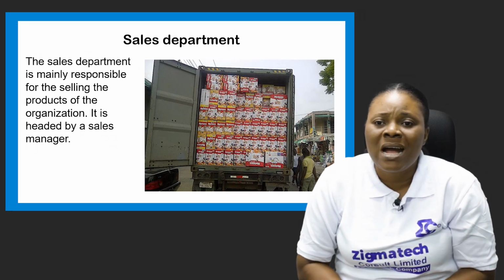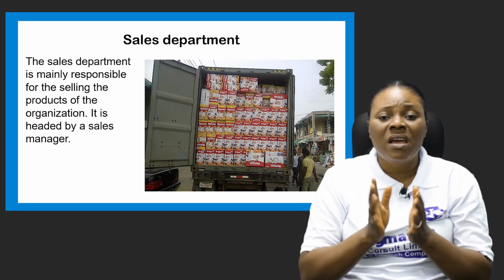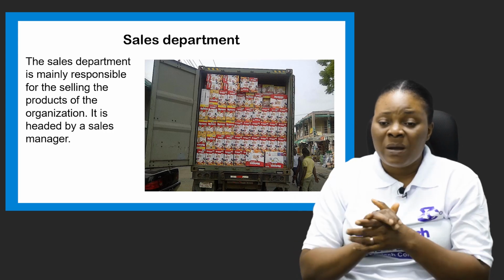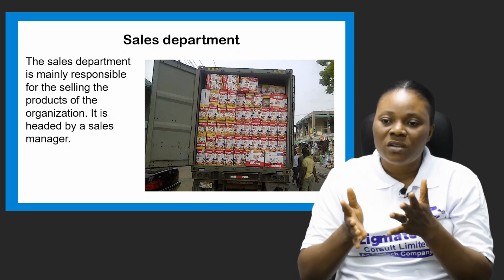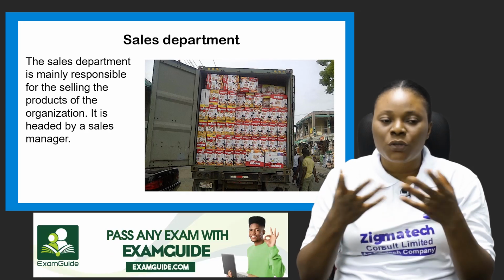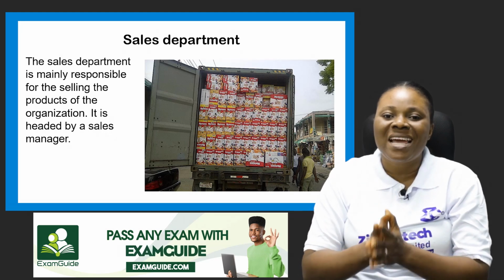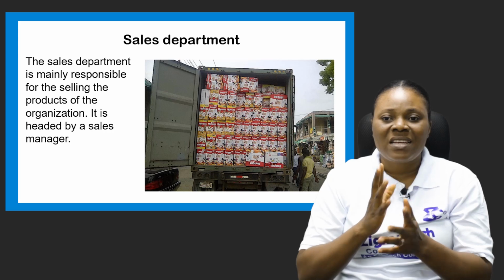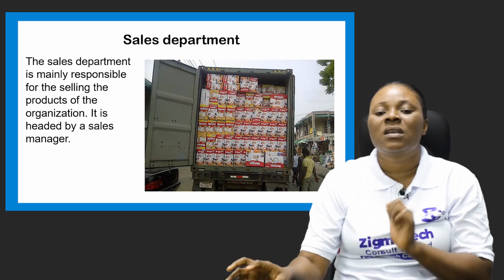Another department we will look at is the sales department. The sales department, as the name implies, is mainly responsible for selling the products of the organization. This department is basically found in industries or organizations that are into selling of goods, marketing of goods, production, distribution of goods. So the sales department are the ones in charge of selling or marketing the products of the organization. And this department, like I said, every department has a manager, has a head. So the sales department is headed by a sales manager.